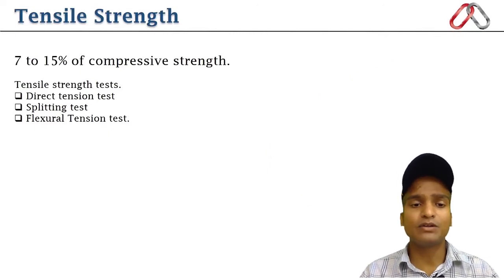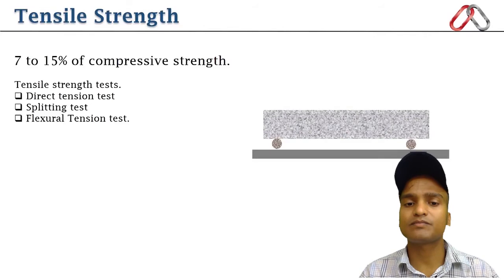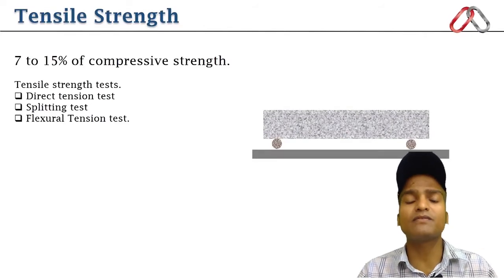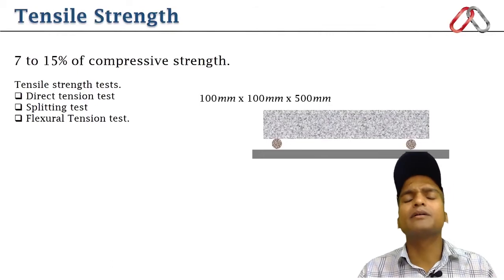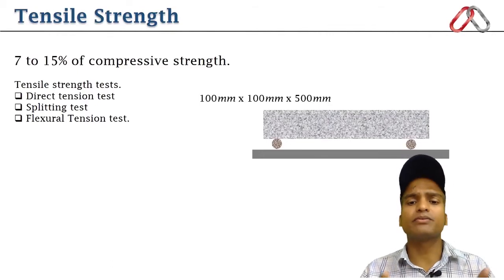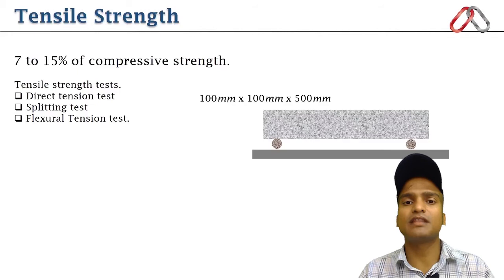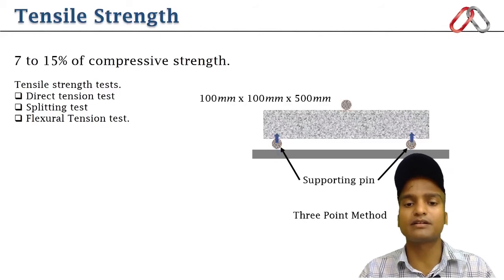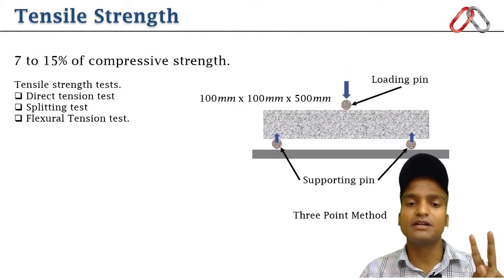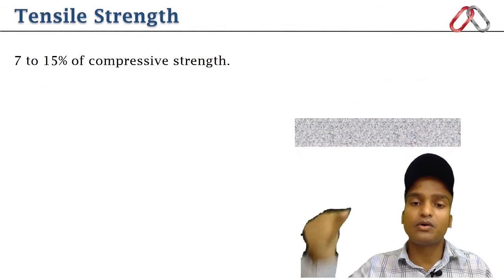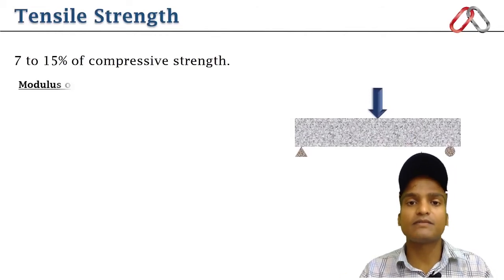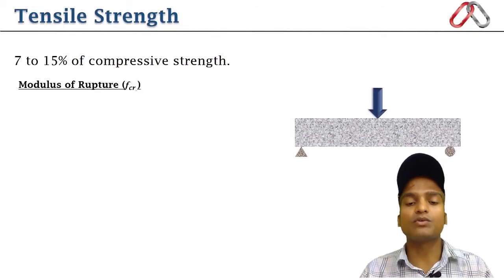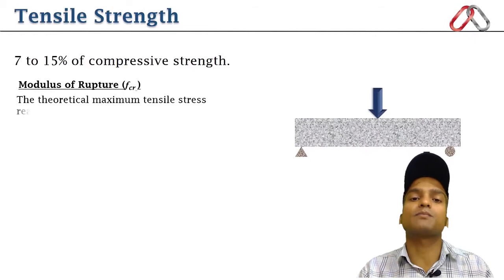But often we go for flexural tension test. In this, we take a specimen of 100 mm into 100 mm into 500 mm, and here we apply loading using 3-point method. जैसा कि नाम ही सजेस्ट करता है, 3-point method क्या है, इसमें 3 पॉइंट से लोड एक्ट कर रहा होगा स्पेसिमेन पे. 2 तो सपोर्टिंग पिन हो गए और एक ऊपर से लोडिंग पिन. और जब हम लोड लगा रहे होते हैं इस तरीके से फ्लेक्सुरल टेंशन टेस्ट में, तो क्या होता है, द मॉडुलस ऑफ रप्चर हम कैलकुलेट करते हैं.